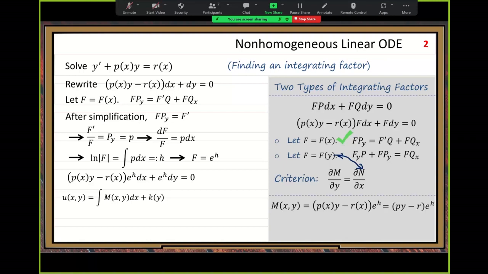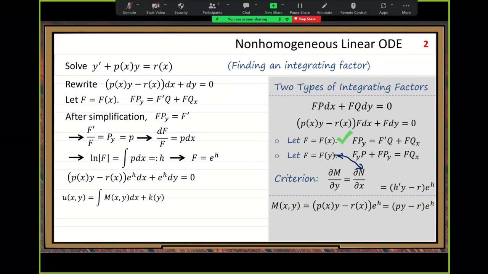Next step, let's write it in a simpler way. The P function, let's skip the x part and make it as simple as possible. We know it's a function of x. P times y minus r. Make it more compact. Then, let me write this form in another way. I'd like to make sure you can understand this step.